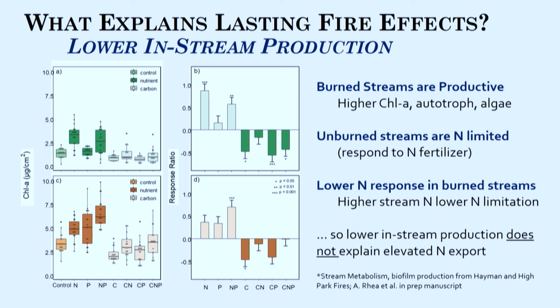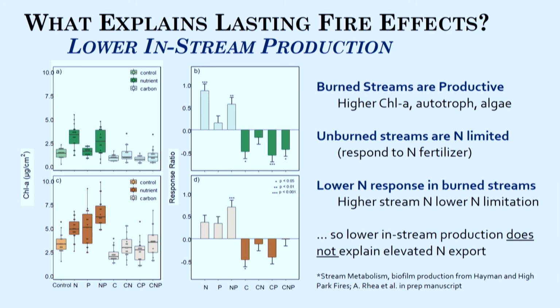So we look at chlorophyll A as a surrogate for algal uptake, and the graph I'm showing you on the left-hand side shows algal production in burned areas and unburned areas. And what you can see is there's actually higher algae. If you look at the far left bar, that's an uncontrolled, unamended stream, and those numbers in the burned watershed are higher. So there's more algal production in burned channels. They're alive, they're taking up nutrients.